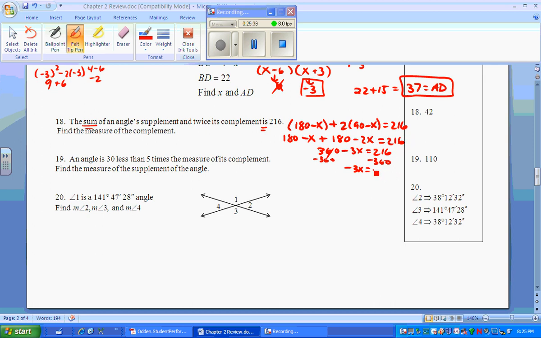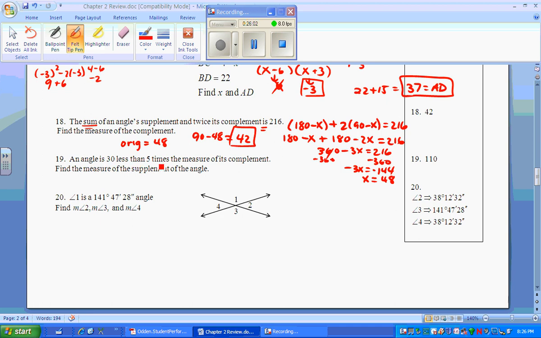Subtracting 360, negative 3x is now equal to negative 144. Divided by negative 3, negative divided by negative becomes positive, so that's 48. Find the measure of the complement of the original angle. x equals 48. The complement is 90 minus 48, which ends up equaling 42 degrees.